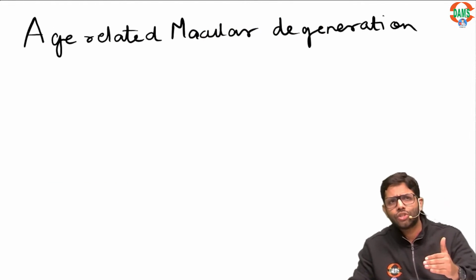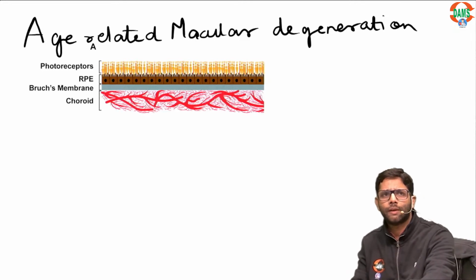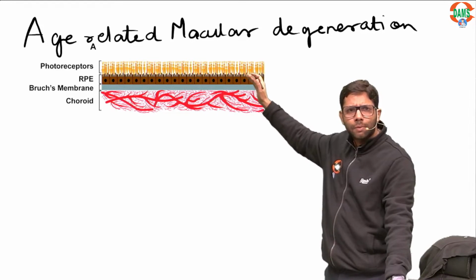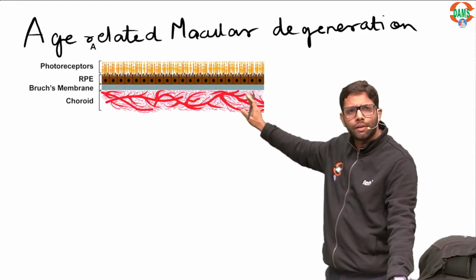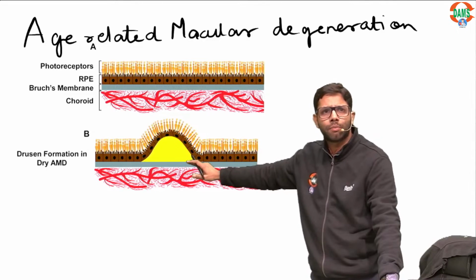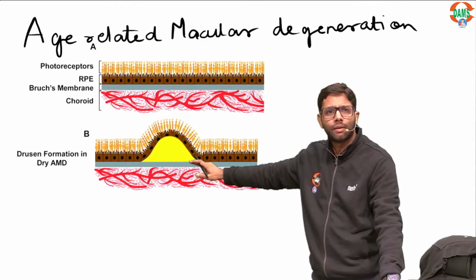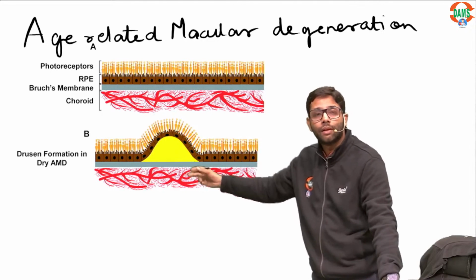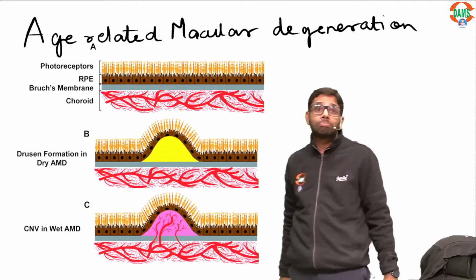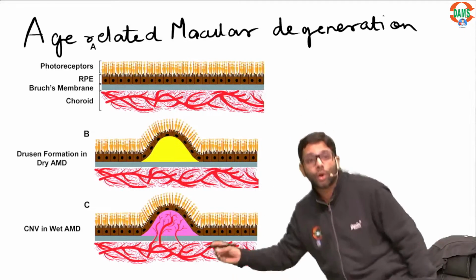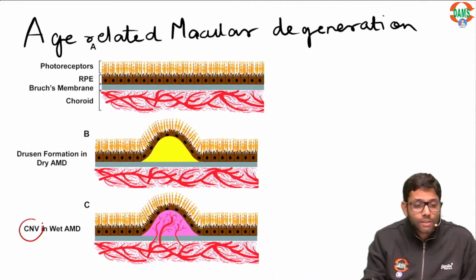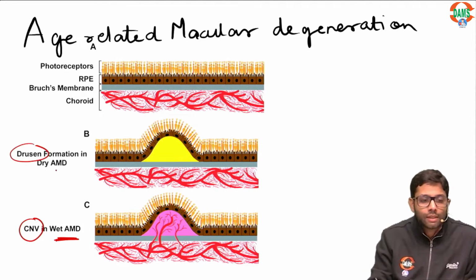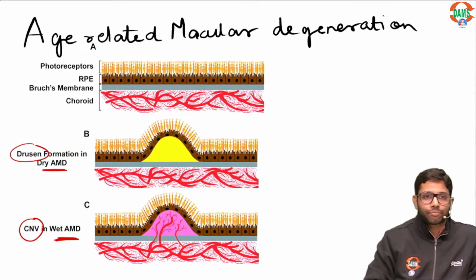But if you know the pathology of drusen, AMD, I told you: photoreceptors, RPE, Bruch's membrane, choroidal vessels. Normal. Drusen are deposited in RPE and Bruch's membrane. And if the choroidal vessels break the outer barrier, they can also grow. When choroidal new vessels, CNV, grow, that is known as wet ARMD. When only drusen are there, it is known as dry ARMD.